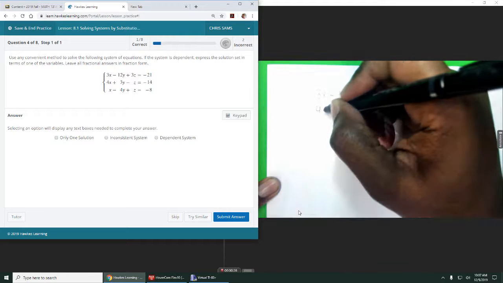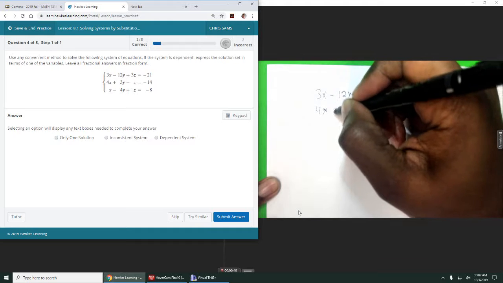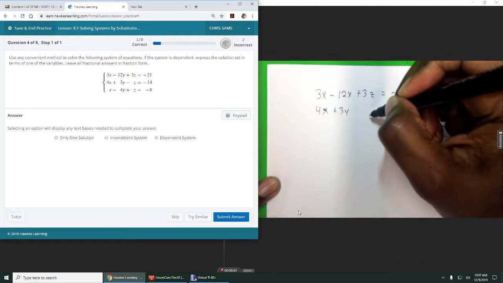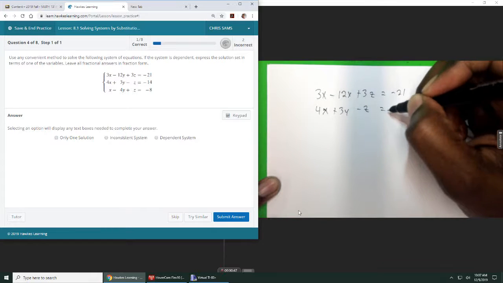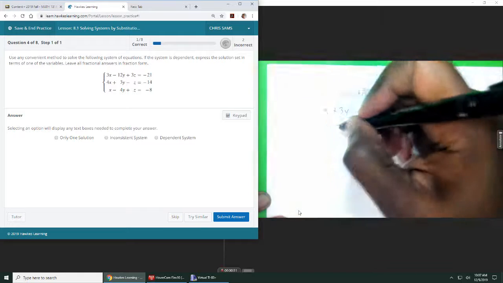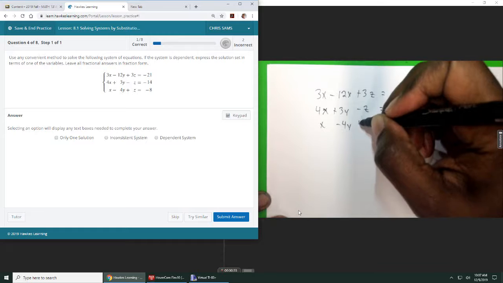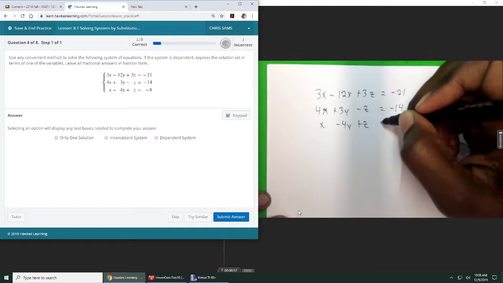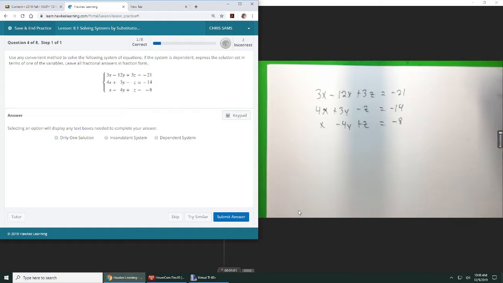And we get 4x plus 3y minus z equals negative 14. And then we have x minus 4y plus z equals negative 8. Okay, so here are my 3 equations.